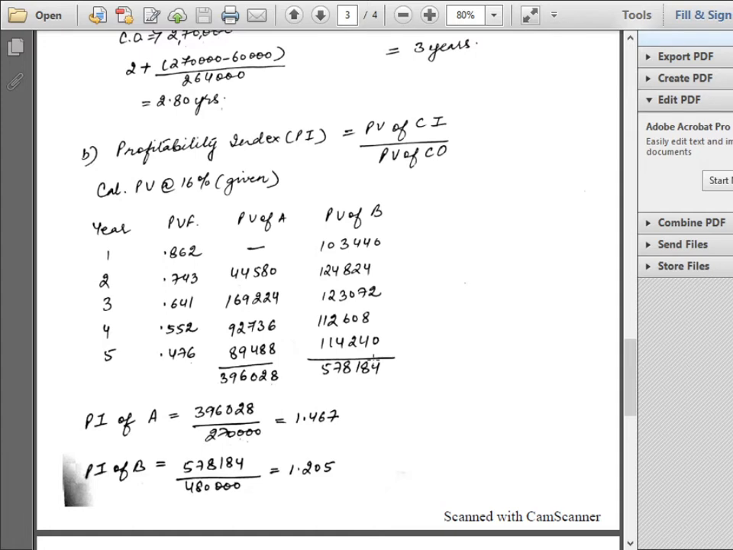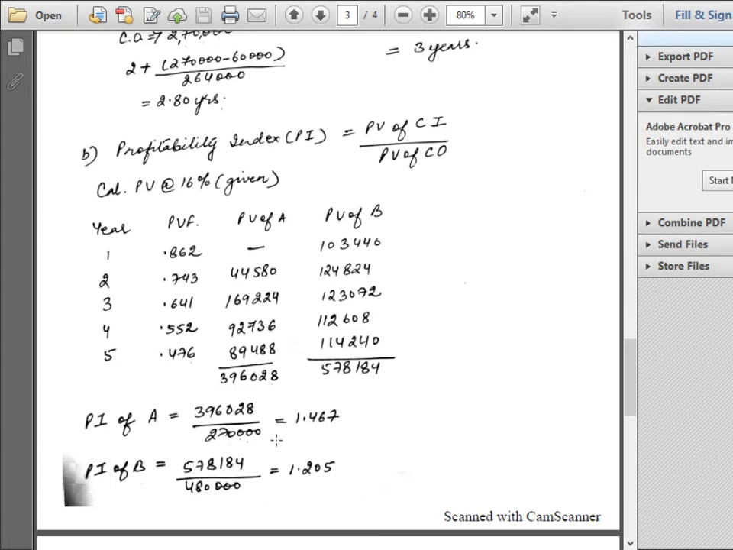The next step is to have a summation of present value of project A and present value of project B. So as discussed, the profitability index formula is summation of present value of cash inflow divided by summation of present value of cash outflow. Here, the summation of present value of cash inflow for project A is 3,96,028 rupees. This amount will be divided by the present value of cash outflow, which is 2,70,000 given in the question. So 1.467 will be the profitability index of project A.